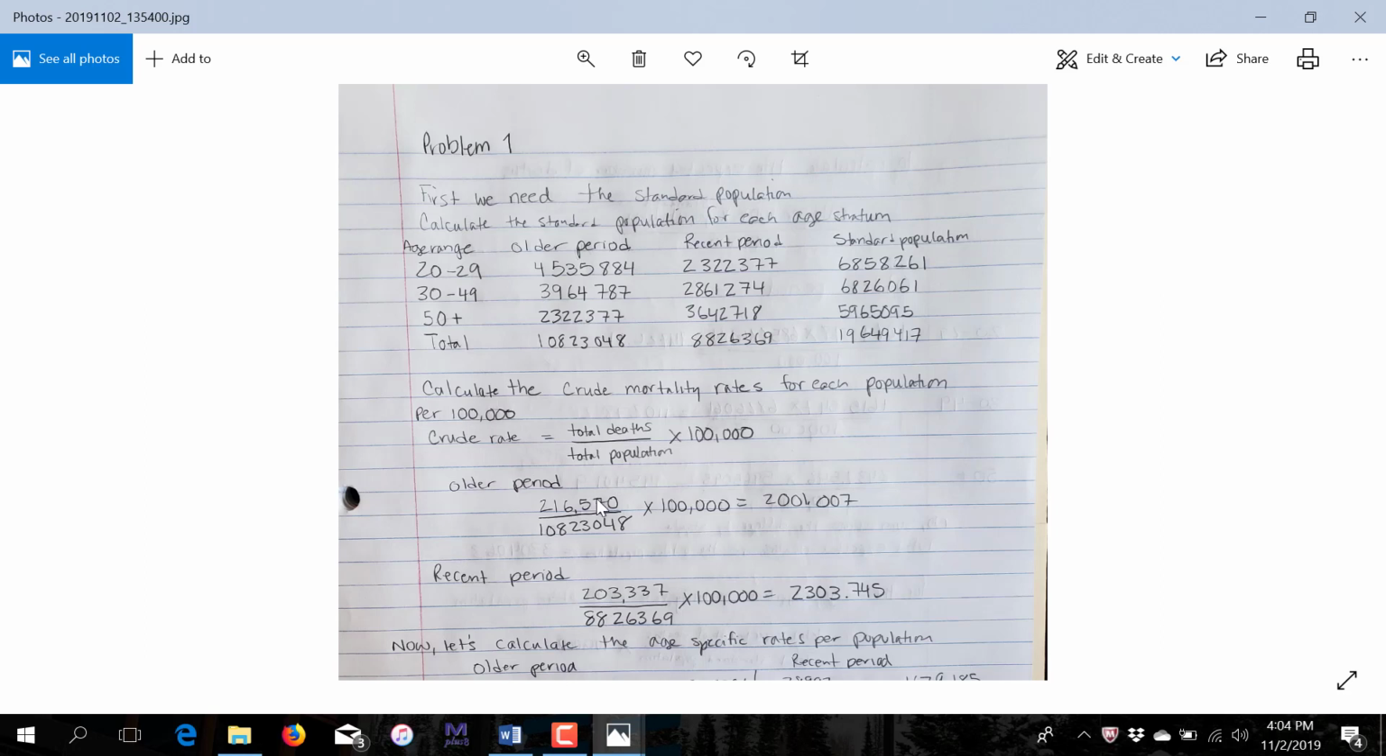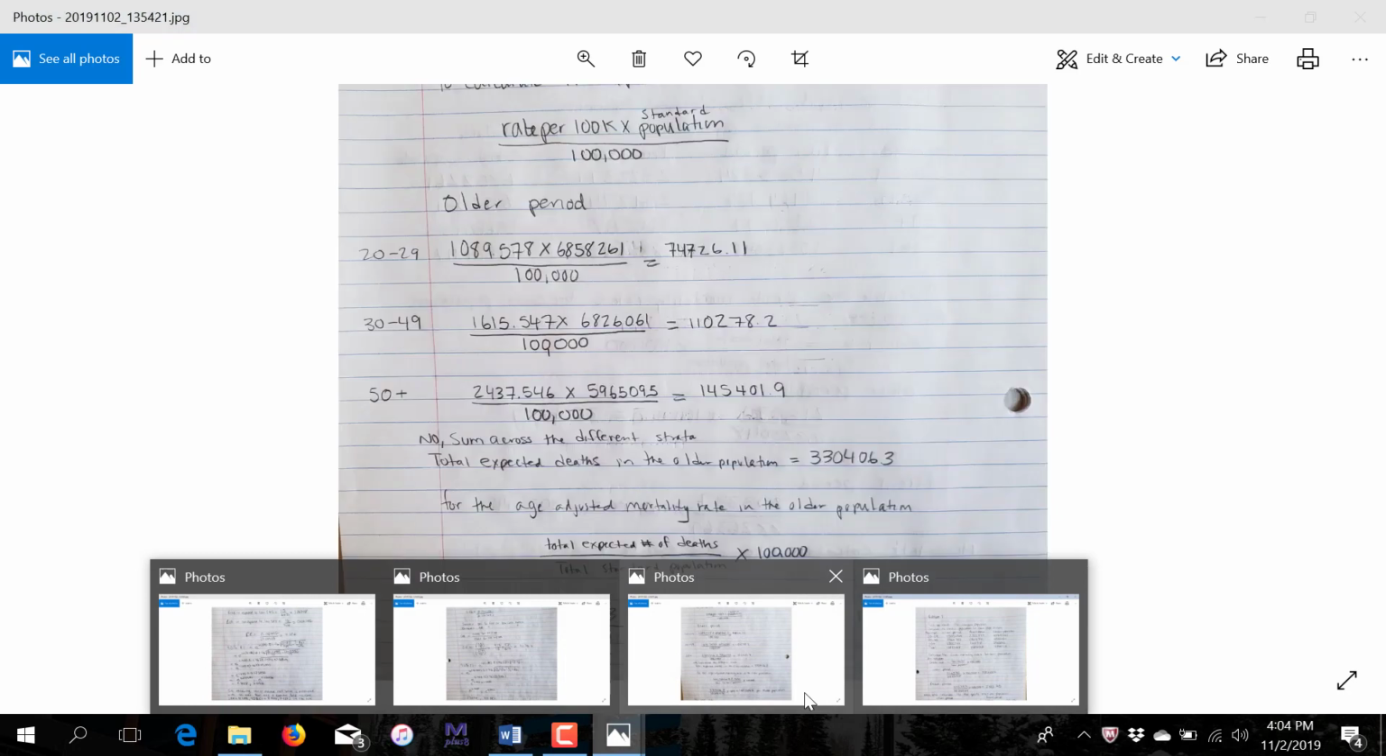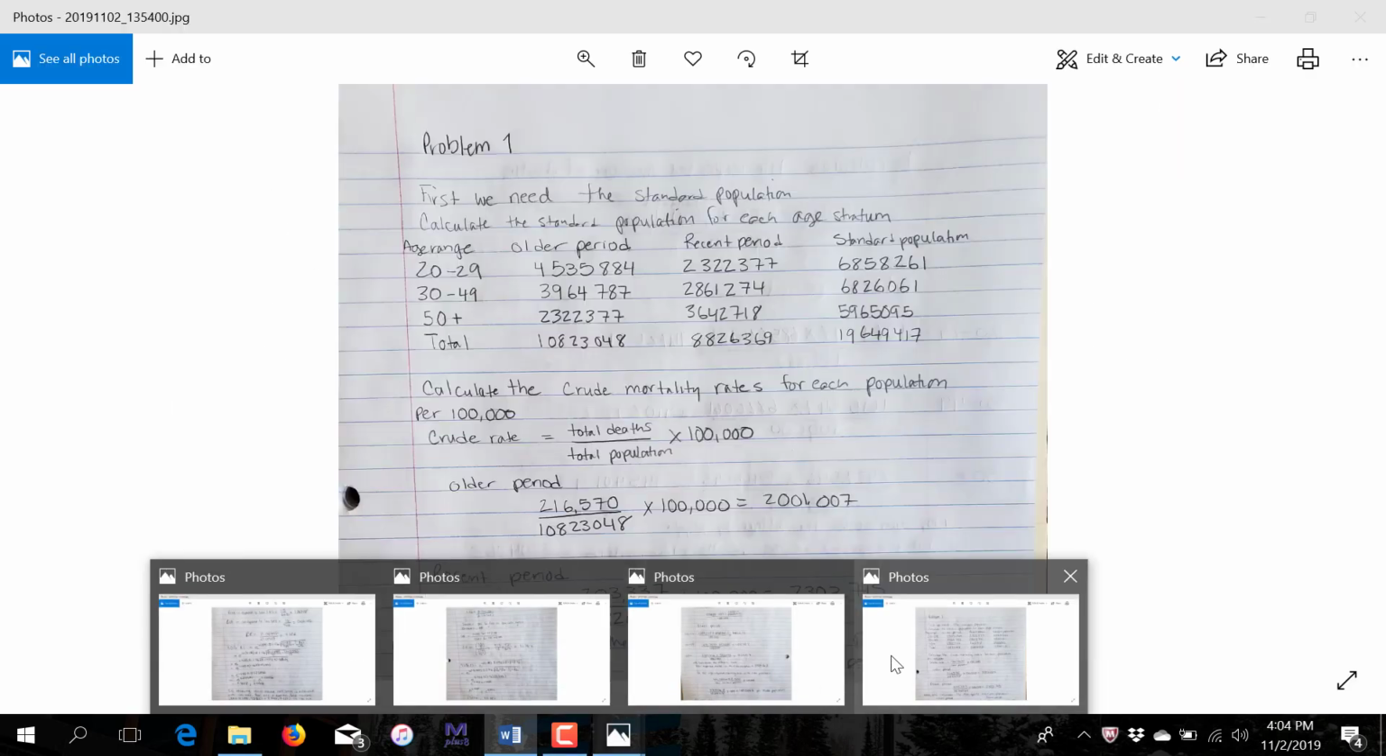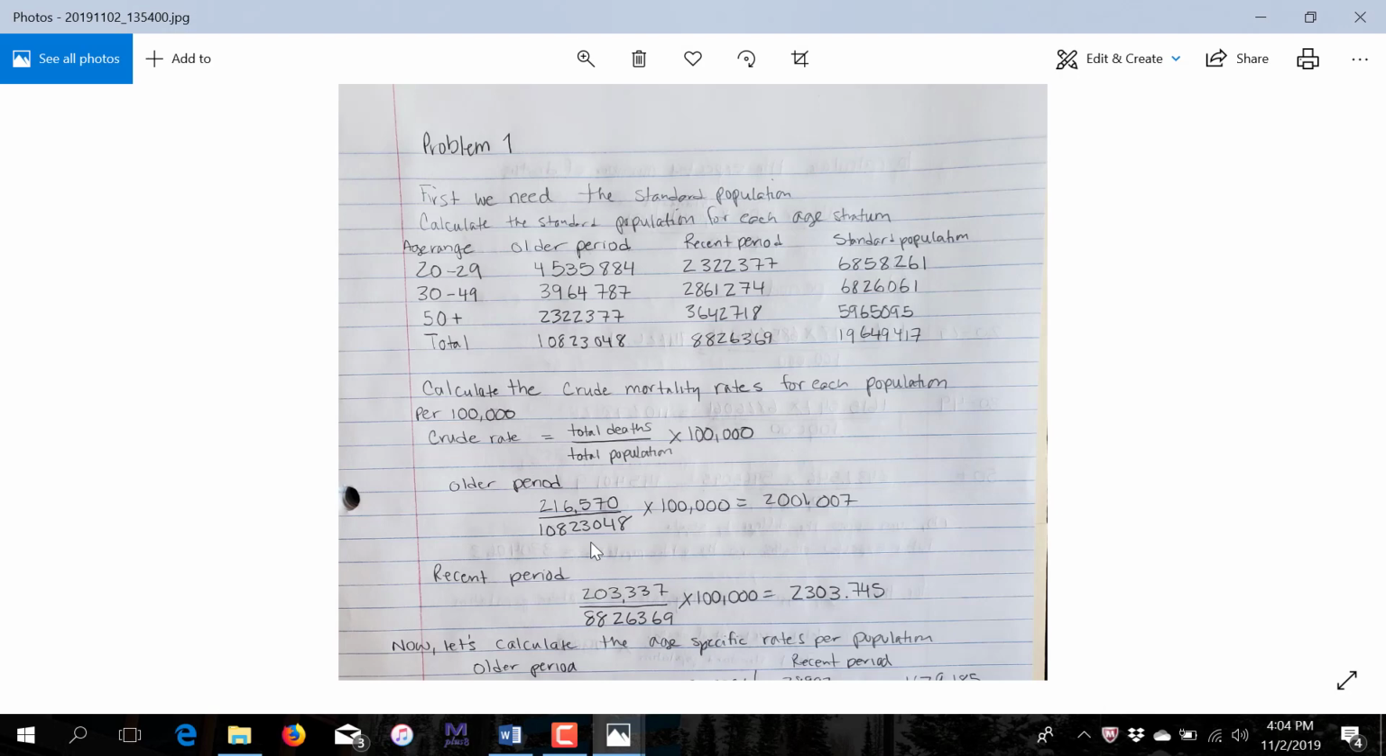So let's look at the older period. I'm going to go back to our problem in our table. In the older period, we had 216,570 deaths, and this was the population value. In the newer period, we had 203,377 deaths, and this is the population value. Going back to my calculations, I used those values to calculate the crude mortality rates. Again, I'm completely ignoring the distribution across the different age groups. I'm just using the total as my denominator, and the same with my deaths.